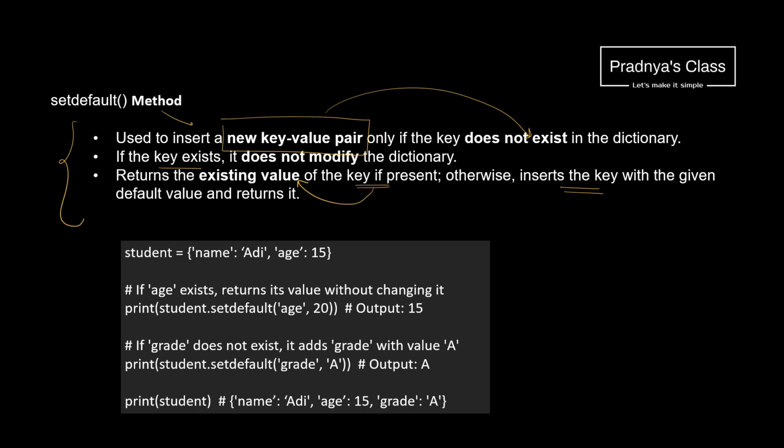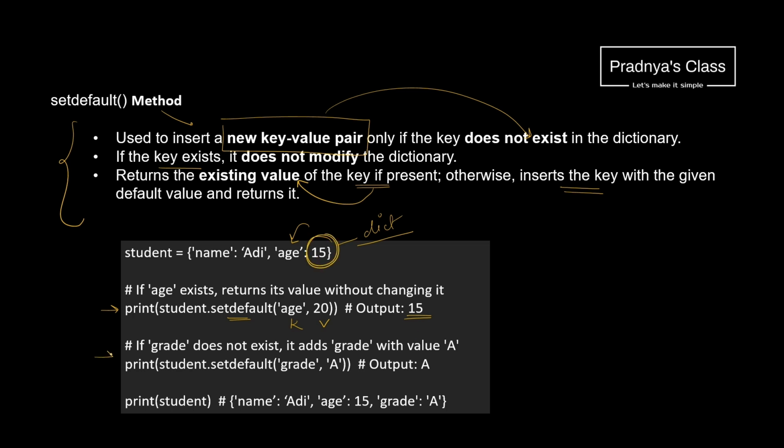Let's try to understand the working of it with one example. Look at one dictionary. You can give any example of your choice. Using the setDefault method, we are trying to insert one key value pair. But look at the dictionary. The key already exists. If the key exists, it returns the existing value of that key. The existing value of that key is nothing but 15.